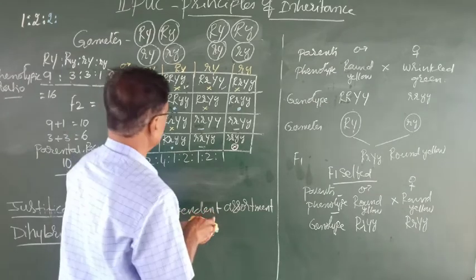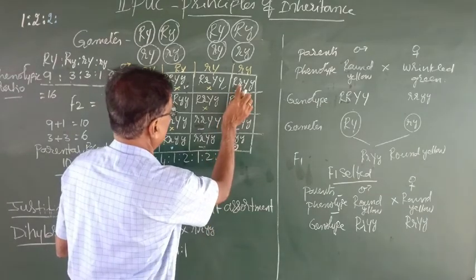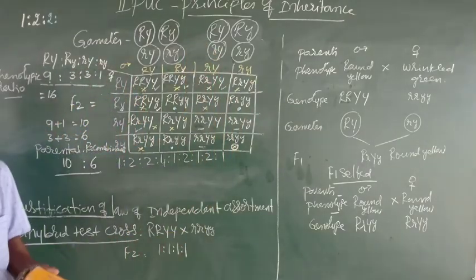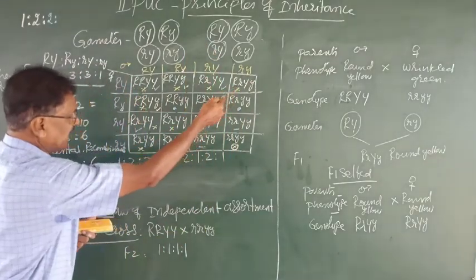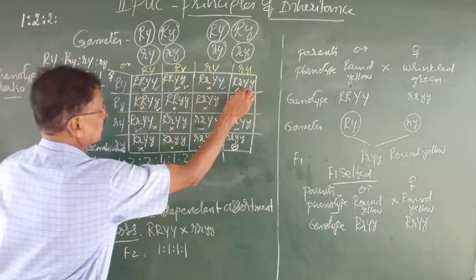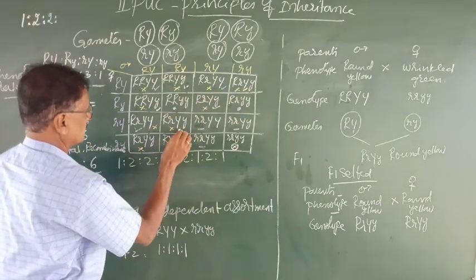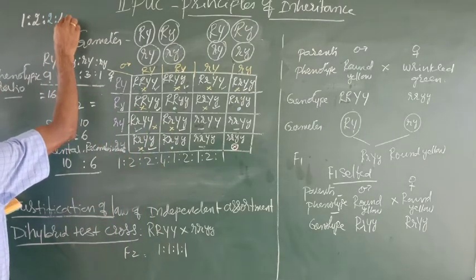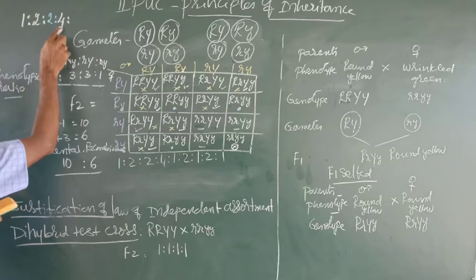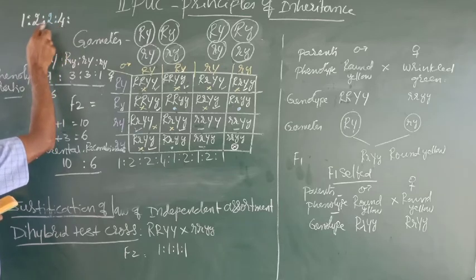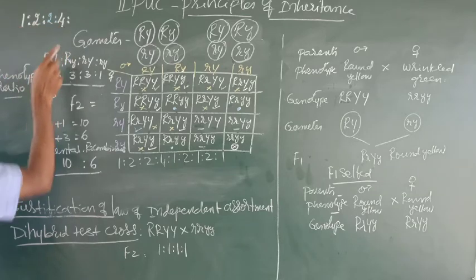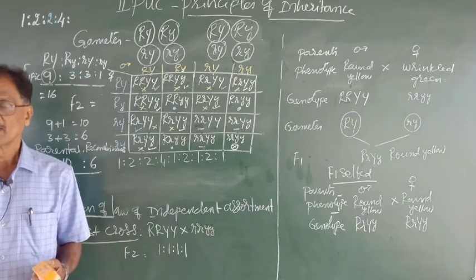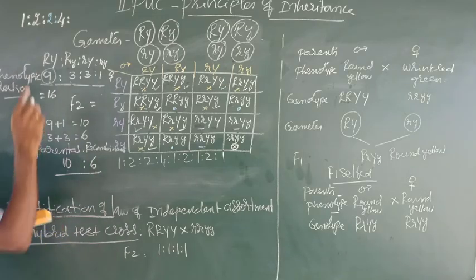Now lastly, here 1 capital R, 1 small r, 1 capital Y, 1 small y. How many are there? You come across diagonally. This is 1, 2, 3, 4. So total 4. Now let us count: 4, 2, 6, 8, 9. Thereby the 9 are what? The round yellow individuals, genotypically.